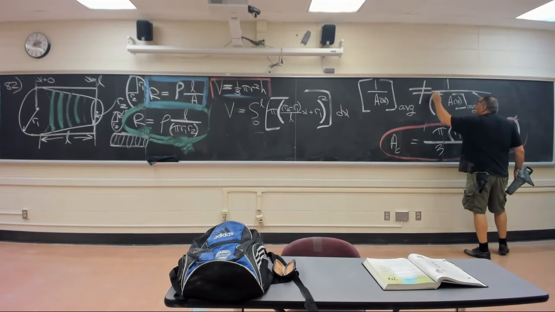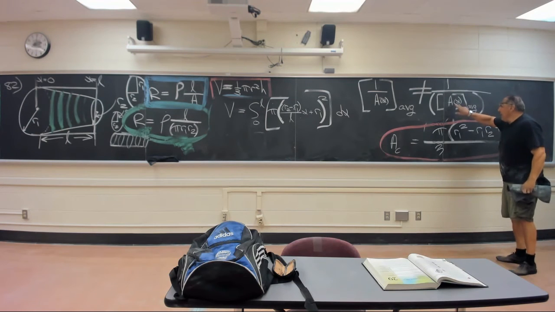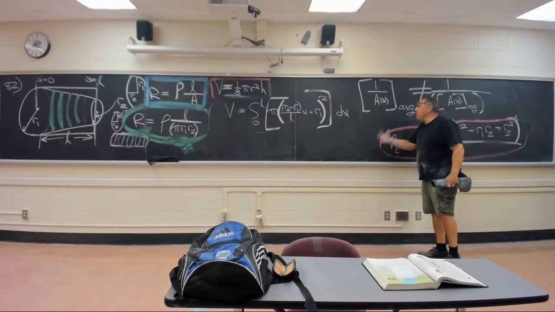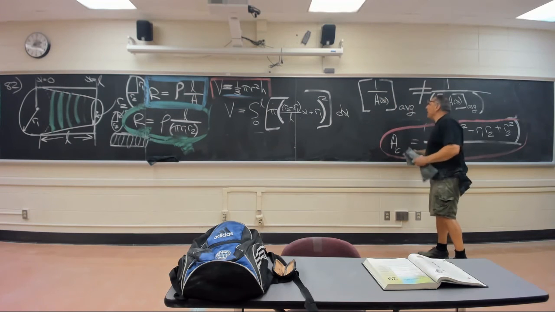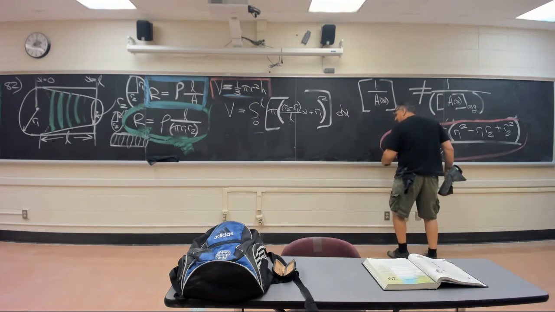Okay, it was a little bit of a mess here, guys. If I were to get the average area and then put it underneath 1, that's not generally the same as the average of the function 1 over A of x. In other words, let me integrate 1 over A of x. I mean, how do you get that average, actually?